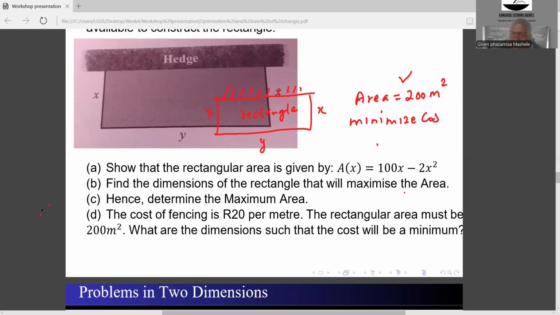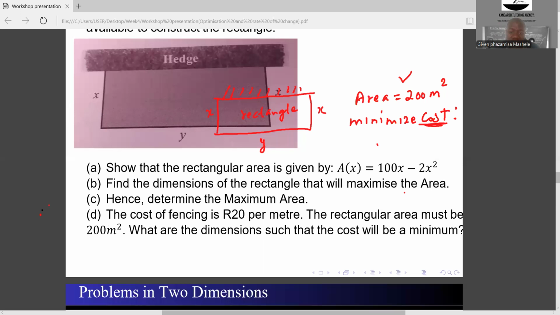And since we have to minimize cost, we must have a cost function, the equation for the cost, because we do not minimize the area, we minimize the cost. We are told that the cost of fencing is 20 rand per meter. Per 1 meter is 20 rand.